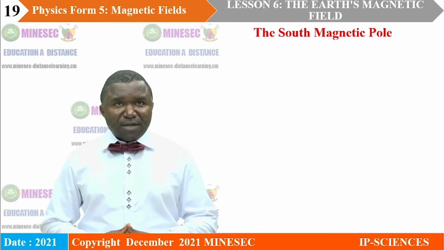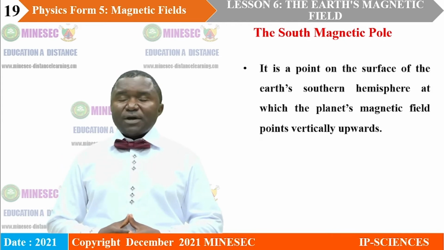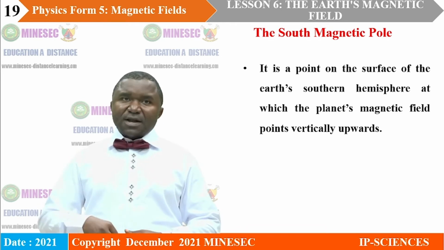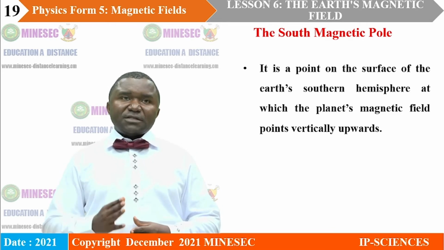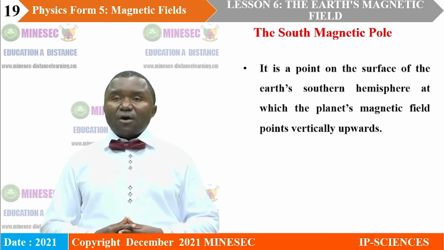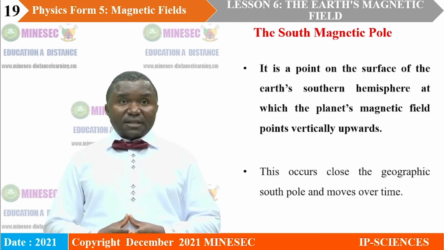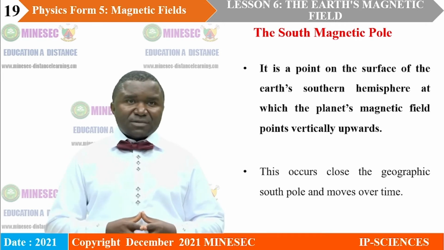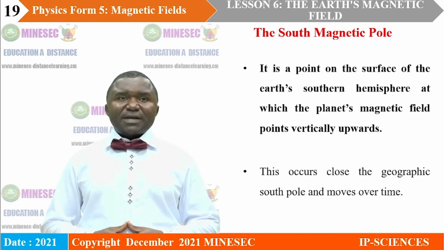The south magnetic pole. It is also that point on the Earth's surface in the southern hemisphere, where the planet's magnetic field points vertically upwards. This occurs also close to the geographic South Pole and moves over time.